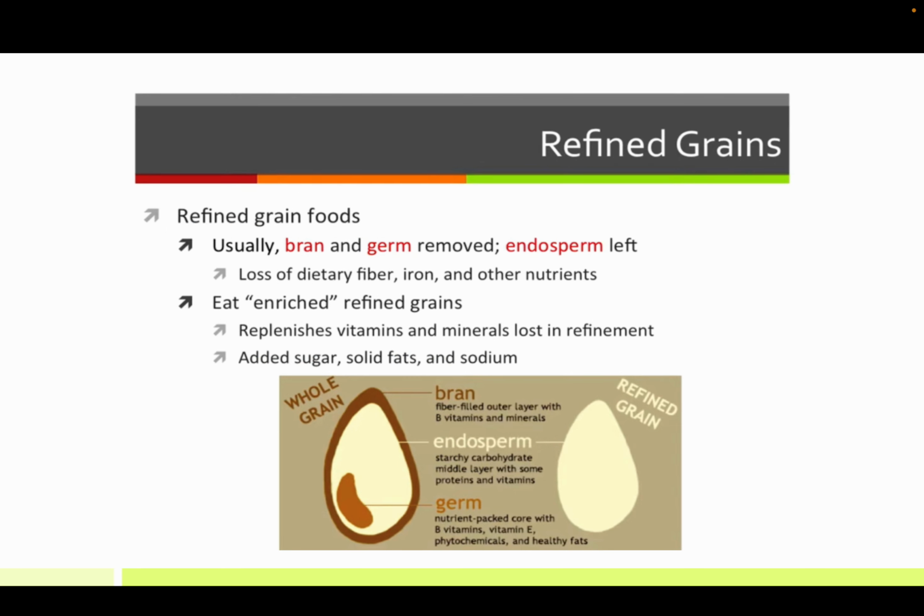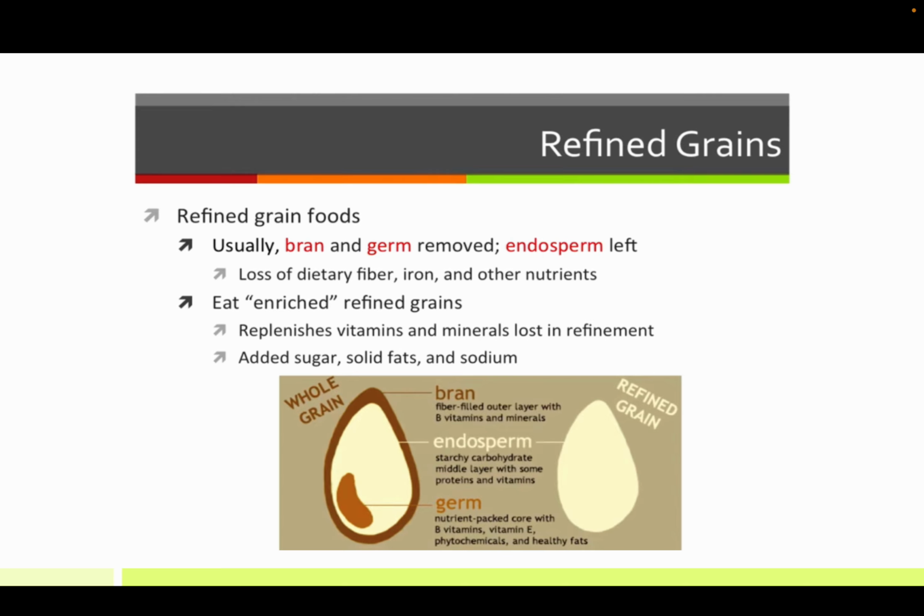So we've touched on whole grains. So what is a refined grain? You've probably heard that before. The term refined grain is used to describe grains that are not whole because they are missing one or more of their 3 main parts: the bran, the germ, or endosperm.